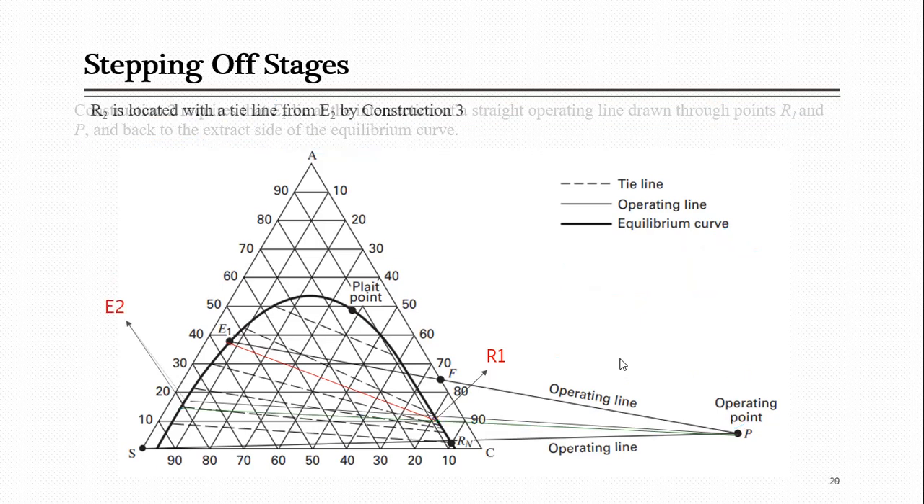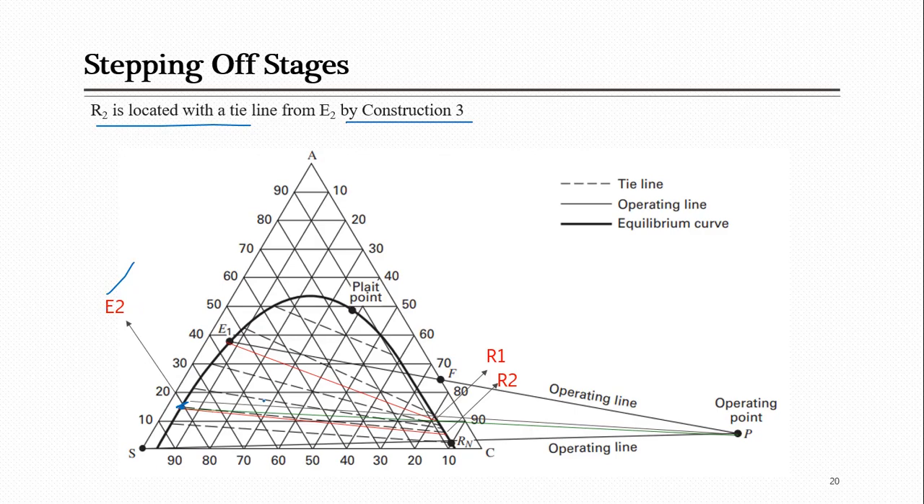So the next step is to look for R2. R2 can be located by using construction 3, because E2 and R2 will be in equilibrium with each other and they can be connected with the help of a tie line. So just look, is E2 located on any tie line? Yes, this is more or less close to one of the tie lines. So from here E2 is just starting, so you can draw a line towards the raffinate side. So I just draw this red straight line, which is starting from the extract end and intersecting on the raffinate end, and where it intersects, that point is called R2.